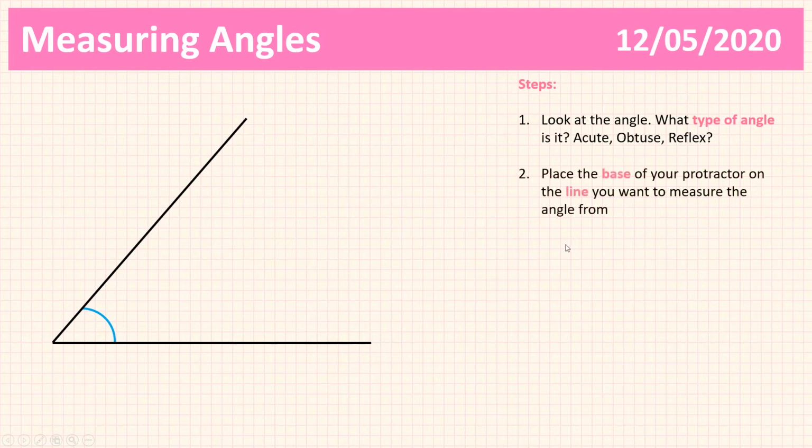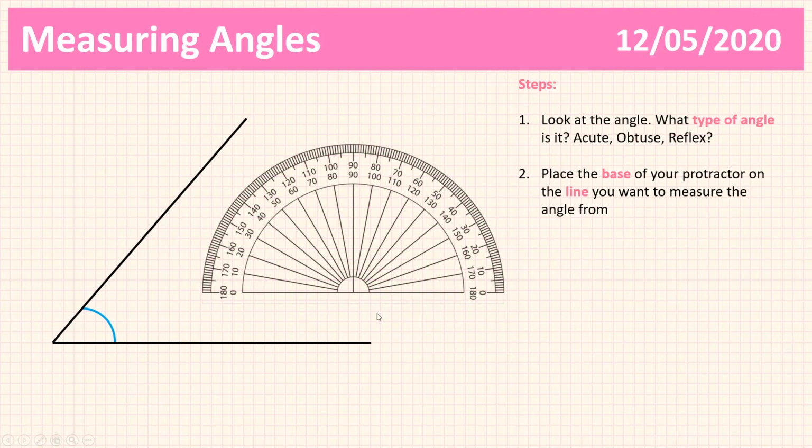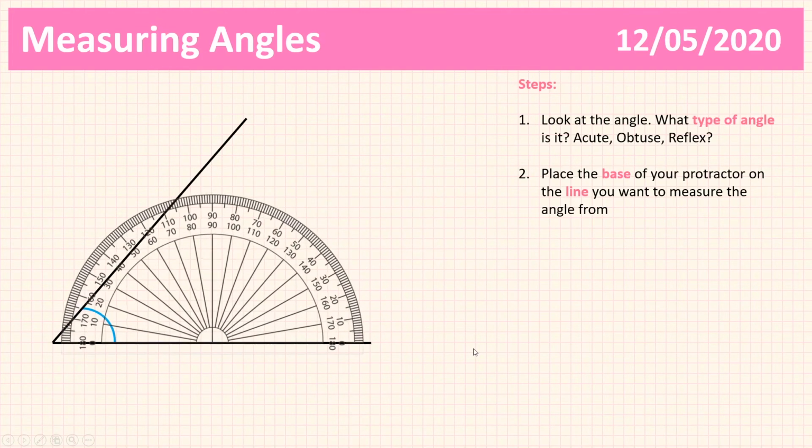My next step will be to place the base of my protractor on the line I want to measure from. So I'm going to use this bottom line here, and I'm going to take the base of my protractor. So here's my protractor. The base would be this line here, and I'm going to put it on this line that I want to measure from. So there we go. I put it there.